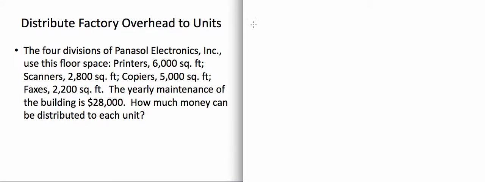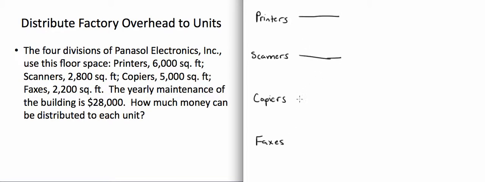So if we see here, there's 4 divisions of this electronic company. We have printers, we have scanners, we have copiers, and we have faxes. All right, and each one has a certain amount of square feet that is used in here. In this case, we have 6,000 square feet for printers, 2,800 square feet for scanners, 5,000 square feet for copiers, and 2,200 square feet for faxes.